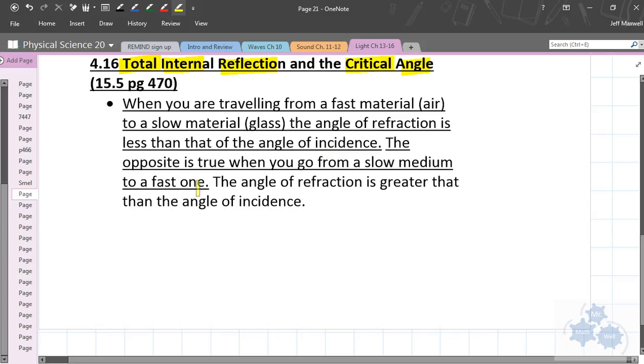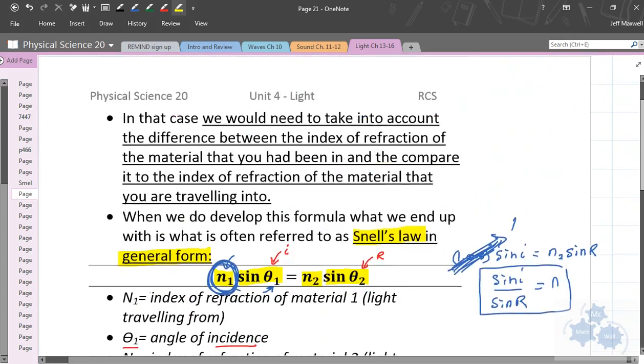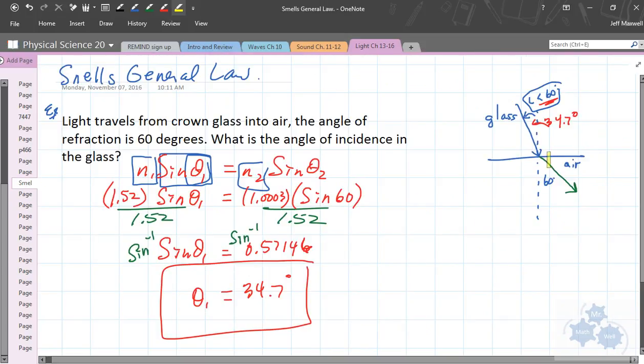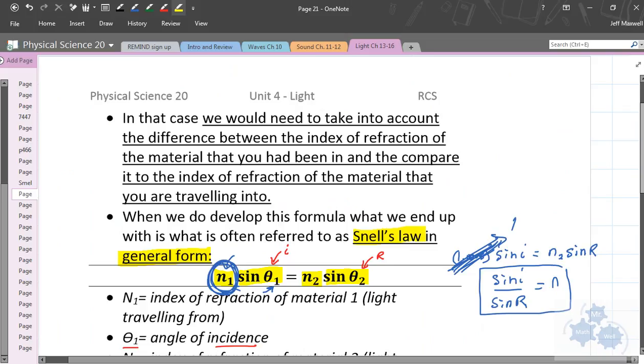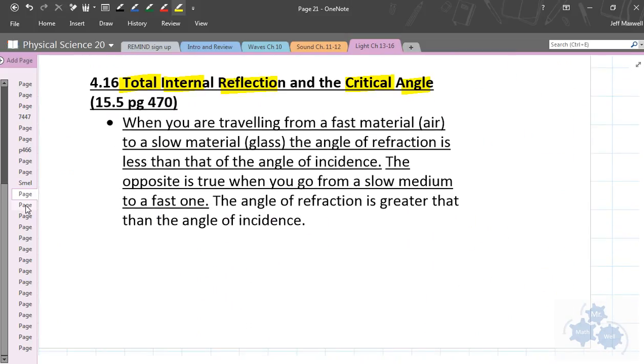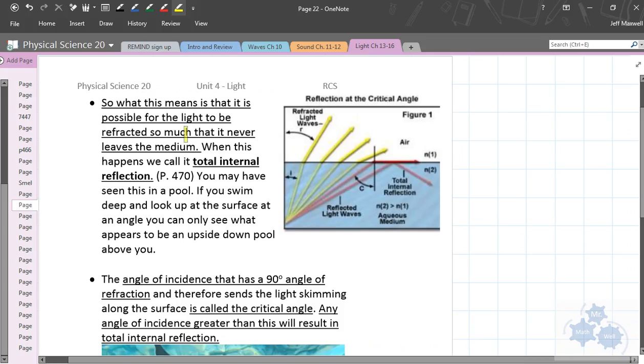But the opposite is true when you go from a slow medium to a fast one. In our previous example, that's sort of what happened. See that? Slow medium to a fast one, the opposite is true. So if this angle was coming out of air, it would slow down and go towards the normal. But if it's coming out of glass, let's say, it speeds away from the normal. The angle of refraction is greater than the angle of incidence. We just finished talking about that on our last page.